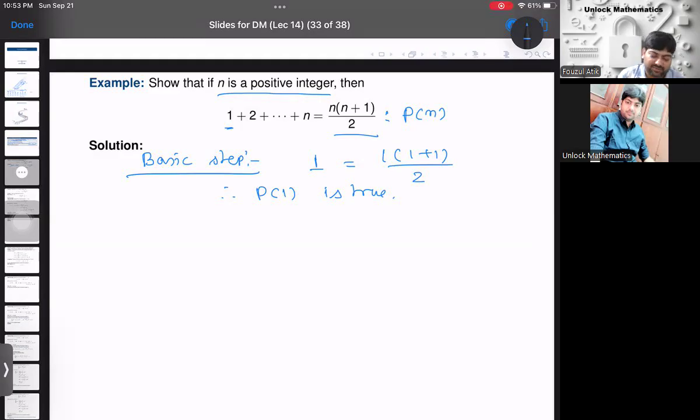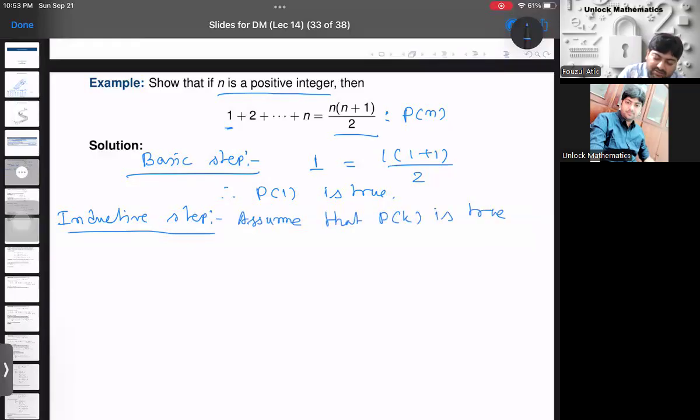Now what is your next step? You have to prove the inductive step. Your inductive step is P(k) implies P(k+1), right? So if P(k) is true, then it should prove that P(k+1) is also true. How do you prove that? Assume that P(k) is true, for some k greater than or equal to 1, that means some positive integer k.